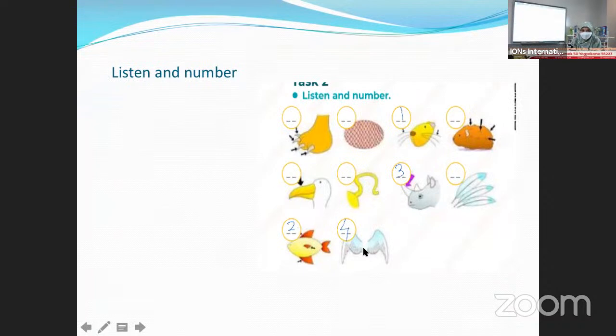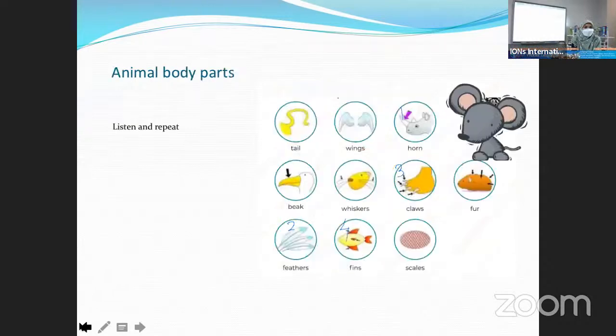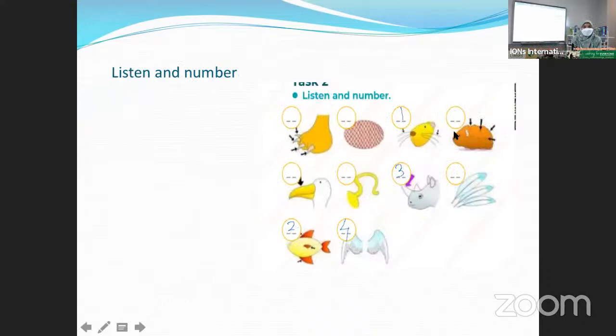Five. Fur. Anyone knows which one is called fur? Is it this or this one? I forgot, miss. It's okay, we can check the answer. Oh, the mouse has fur. This one is fur. So the next answer is the mouse. Number 5 is fur. How about the next one?